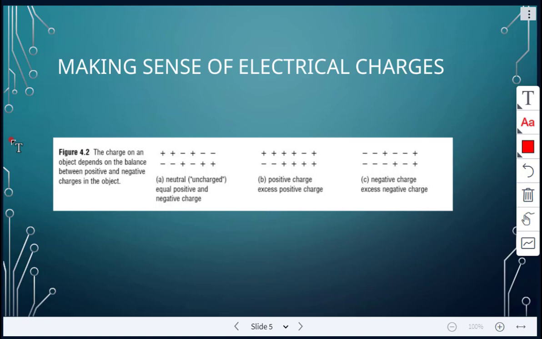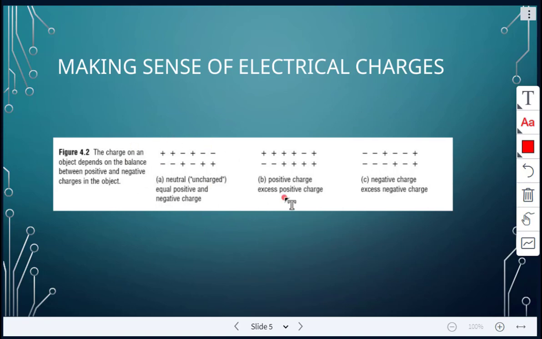Right, so here, just looking at the charges, making sense of electric charges. The charge depends on the balance between positive and negative charges in an object. So here, there's a balance of positive and negative charges, right? So we have a positive, then a negative, positive, negative. All right, so we were looking at this first one here. If you look through all of this, every positive has a negative charge associated with it. So therefore, this is neutral. It's uncharged. There's an equal amount of positive and negative charge here.